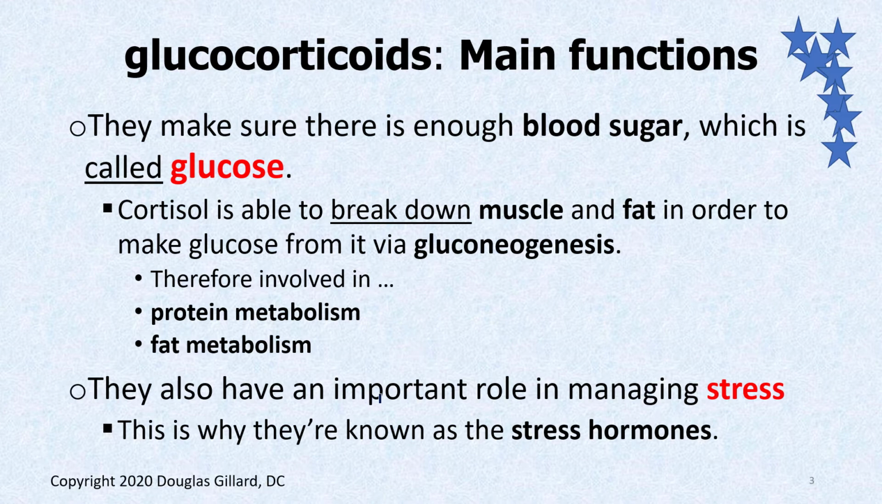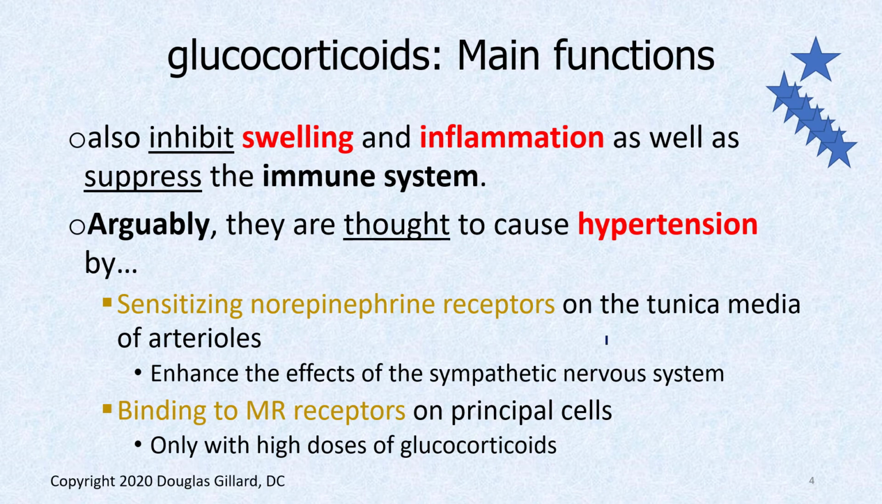It also has a very important function in handling stress, and again, stress sucks glucose out of your blood, and cortisol is really important for replacing that. It also has an important function with swelling and inflammation. It suppresses the immune system, as we'll see. Hypertension's a little more mysterious.